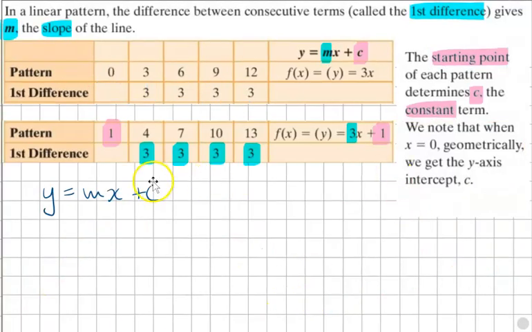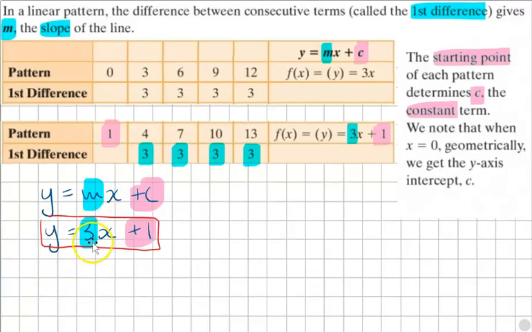Taking the second pattern that we looked at, so the second pattern was 1, 4, 7, 10, 13, and so on. Again, the first difference is 3. So again, we have y equals mx plus c. We replace the m with 3 because 3 is the first difference. And we replace the c with plus 1 because 1 is the first term of our sequence. And it also happens to be the y-intercept.